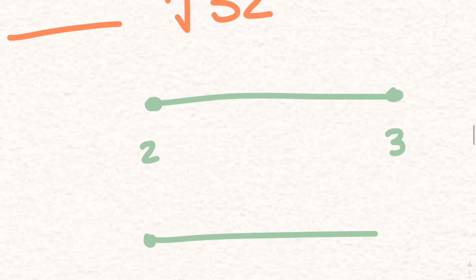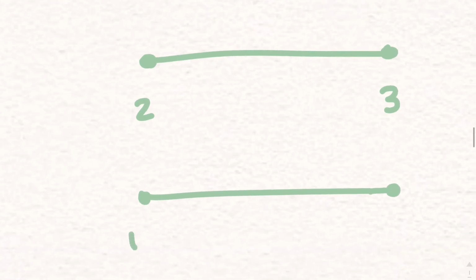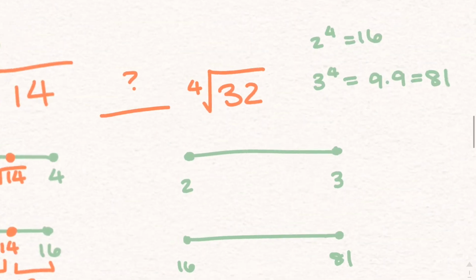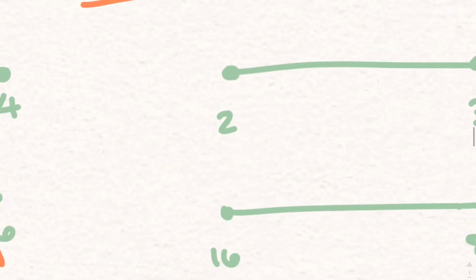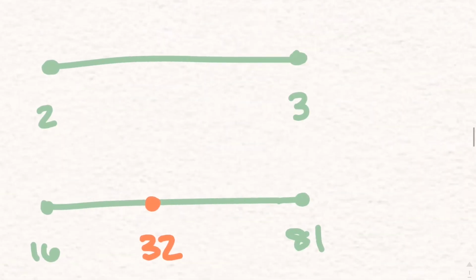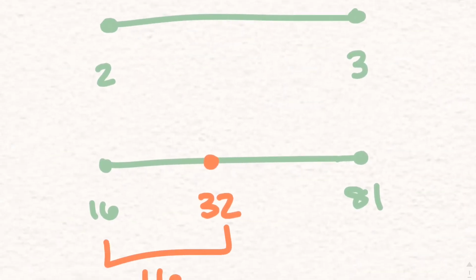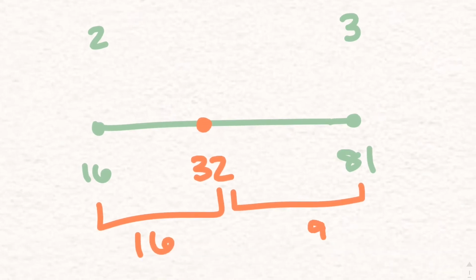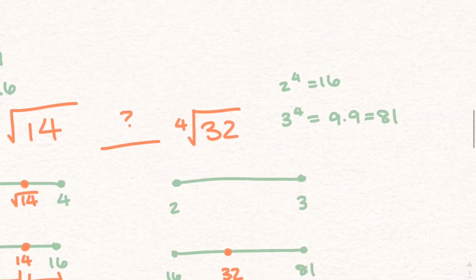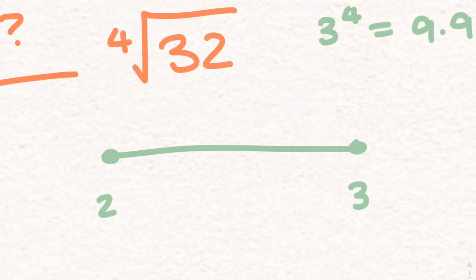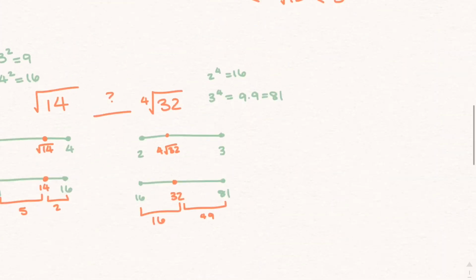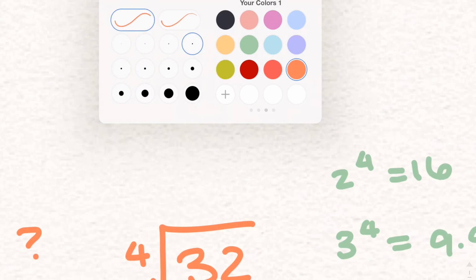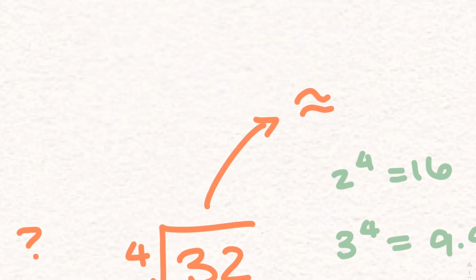And just like before, we'll put the powers on the bottom. And as we can see, 32 is right about here, which is going to be closer to 16 than it is to 81. So we know that the fourth root of 32 is going to be closer to 2 than it is to 3. So approximating this, it's going to be roughly 2 to the nearest whole number. So let me just write here, it's approximately 2.